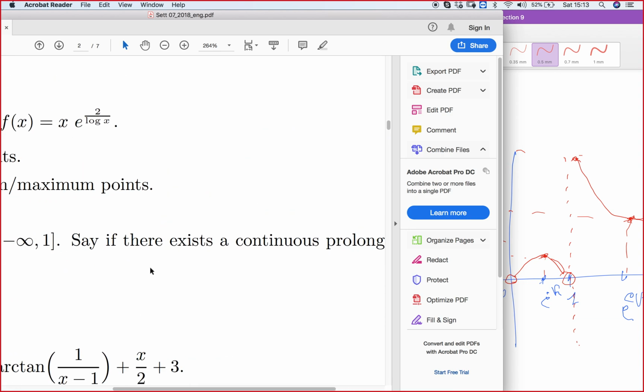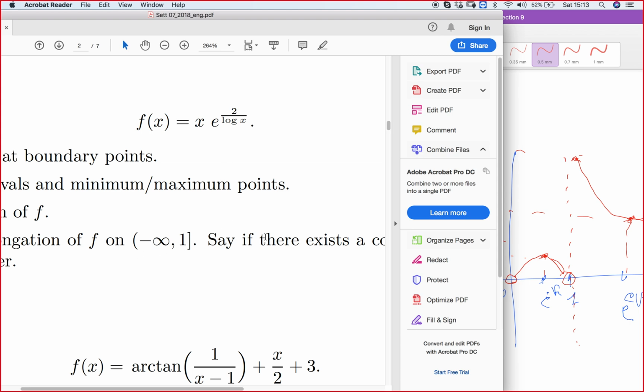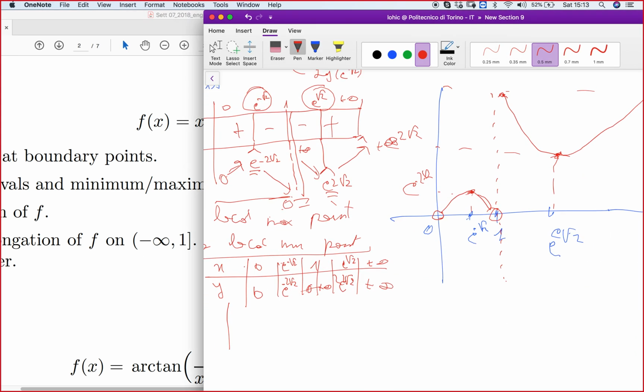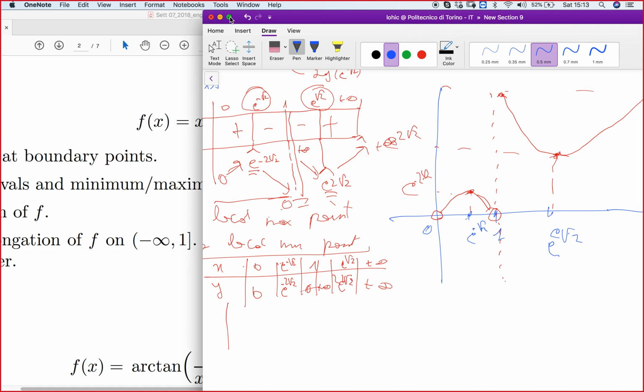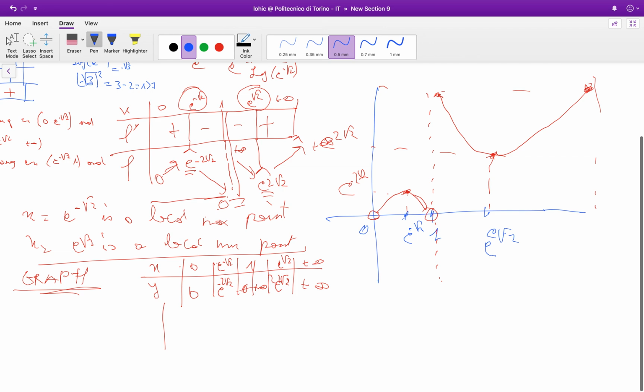Okay, so we want to find the continued prolongation of this function in the interval from minus infinity to R. What does finding the continued prolongation of a function on minus infinity to 1 mean? Look, is this function defined in the interval from minus infinity to 1? This function is not defined in the interval from minus infinity to 1. If you take the interval from minus infinity to 1, the function is not defined here inside.